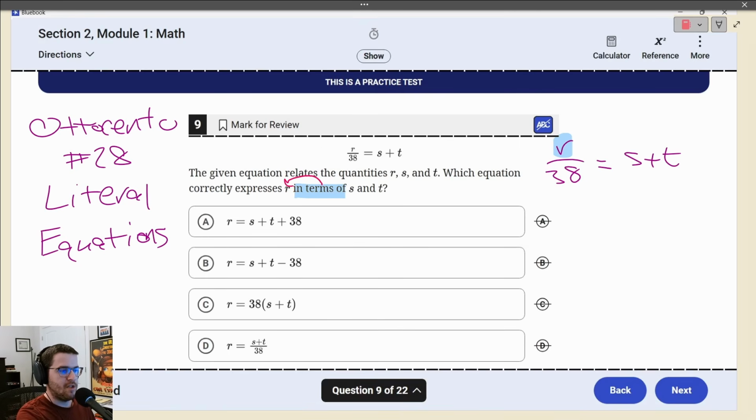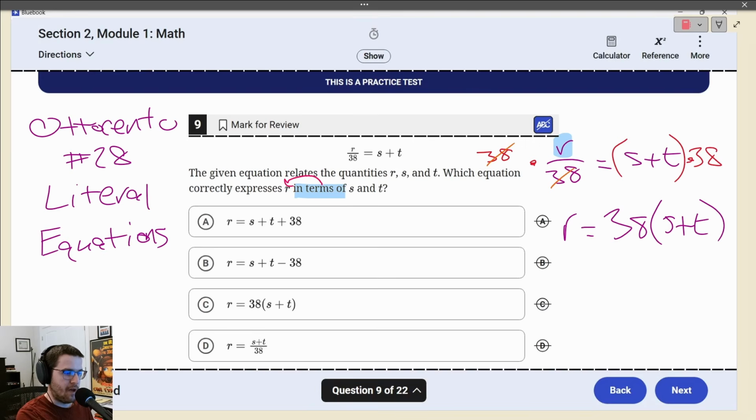So the 38 is being divided. So the opposite of division is multiplication. So we're going to multiply both sides by 38. And we get 38 divided by 38 cancels out, becomes 1. We get 1r, or just r, is equal to 38 times s plus t.